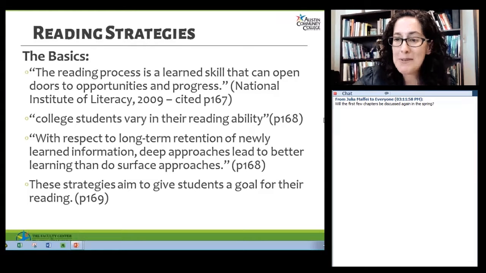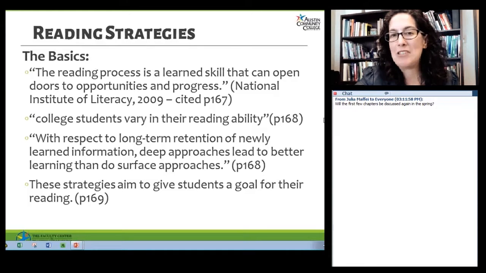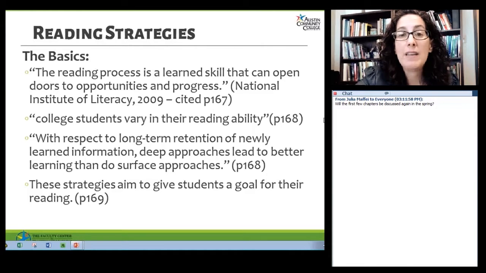And somebody is unmuted. So the first thing is something I imagine all of you would agree with, that reading becomes a way for us to learn on our own. And the more we can help students learn through reading and become stronger readers, the better off they are for the rest of their lives.